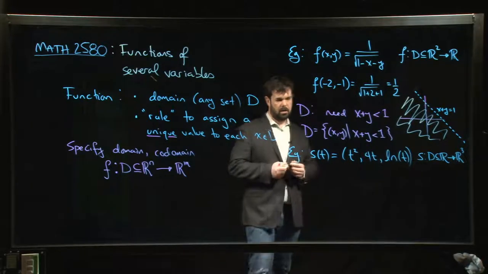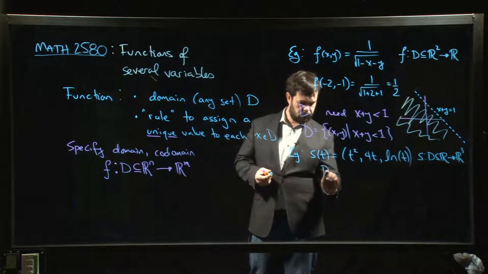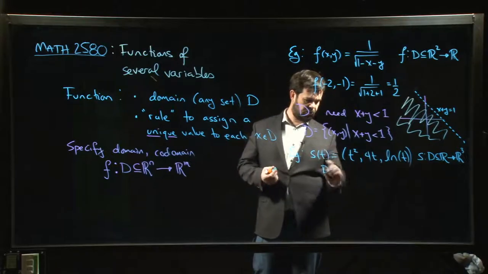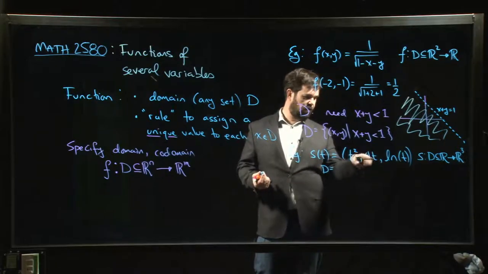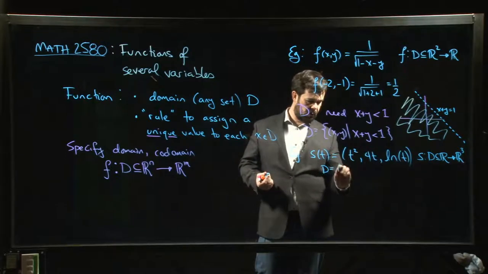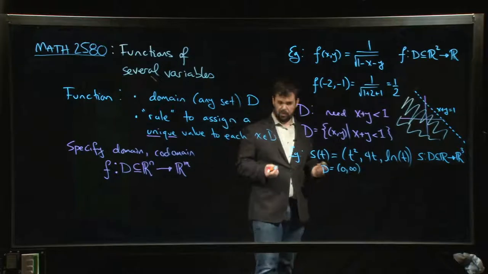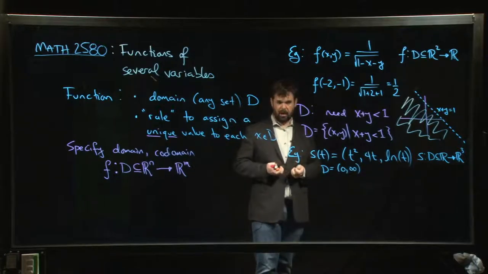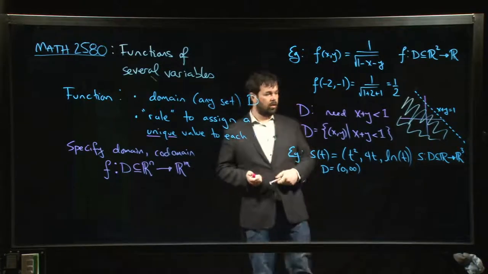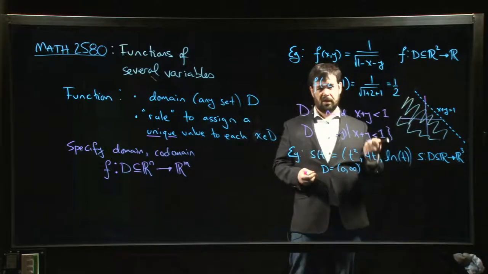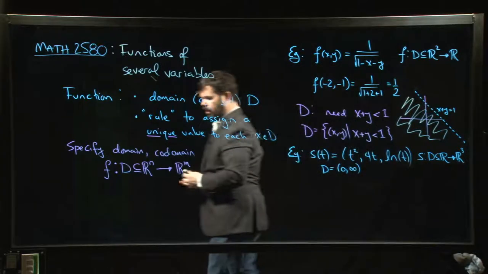Okay? And what is the domain? Well, in this case, we can actually just write it as an interval, right? These are defined for all values of t. The natural log is only defined if t is positive. So the domain is an interval, 0 to infinity. All right. So you'll see this sort of notation specifying functions throughout the course.